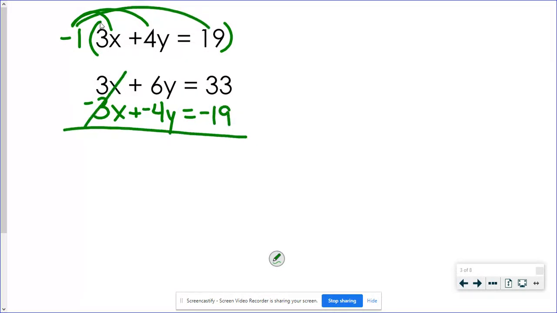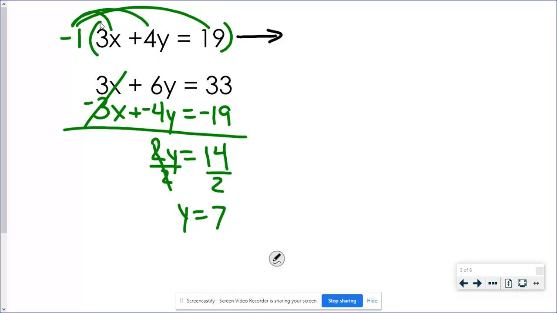Now my x's are opposites, they go away. 6y and -4y, that's 2y. 33 and -19, or 33 minus 19, that'll be 14. And then divide. So y is 7. Now that I know that, I have to go back into one of the two equations. Again, it really doesn't matter which one you pick. I'll pick the top one again, a little bit smaller numbers. So 3x plus 4 times 7 for the y equals 19.